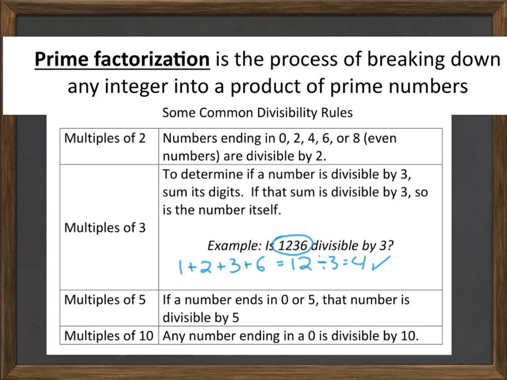What about 5? Well, if a number is a multiple of 5, or in other words, if it's divisible by 5, it will end in a 0 or a 5. And lastly, if a number is divisible by 10, it will end in a 0.